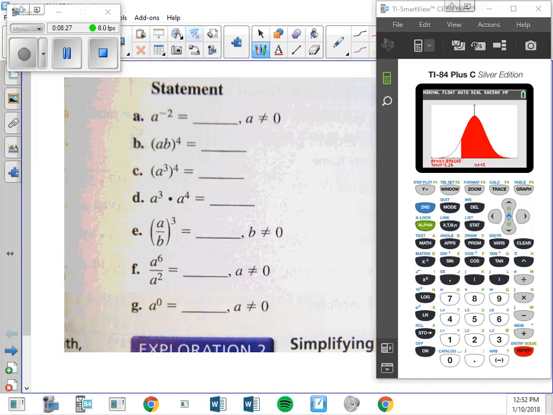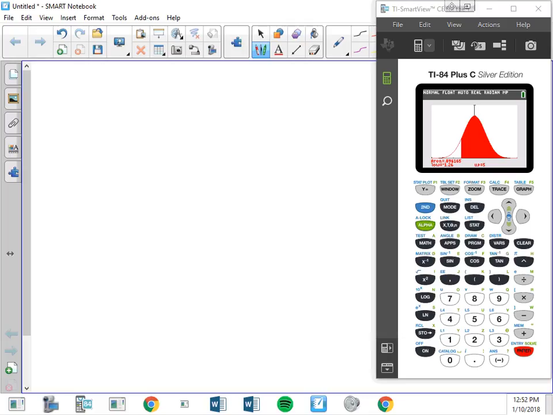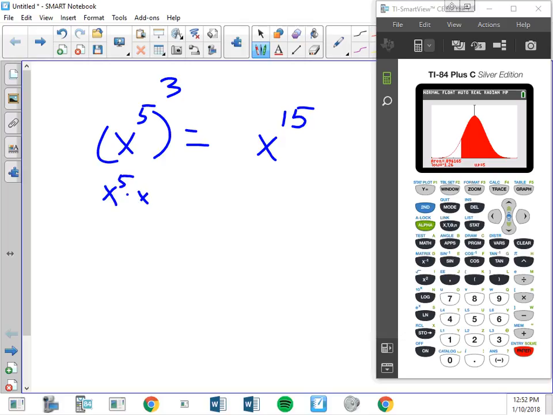So we are going to work today on raising exponents to exponents. So if I had x to the 5th and I raise that to the 3rd, what would I get? I would get x to the 15th, because I have 3 copies of x to the 5th. So x to the 5th times x to the 5th times x to the 5th. I count up all the x's. 5, 10, 15. Okay, that's pretty easy.